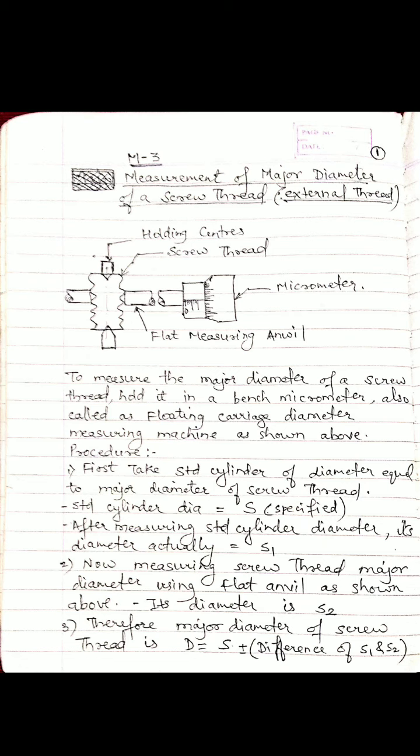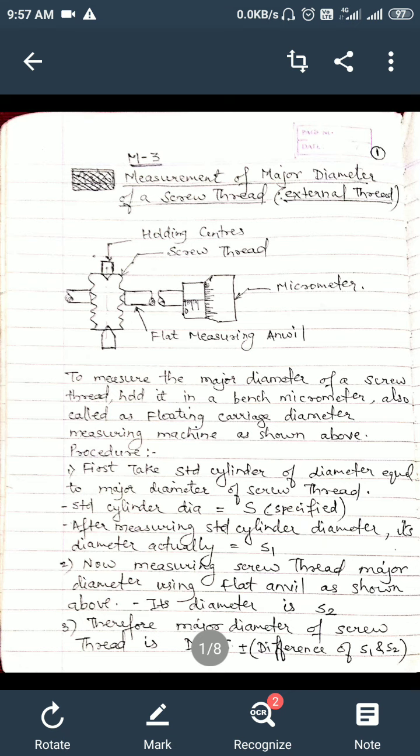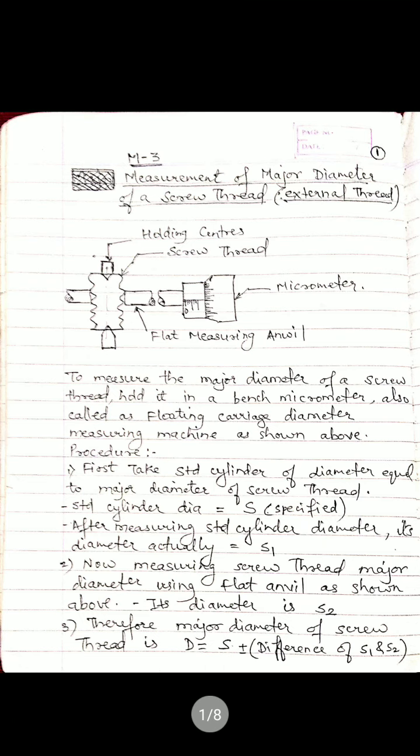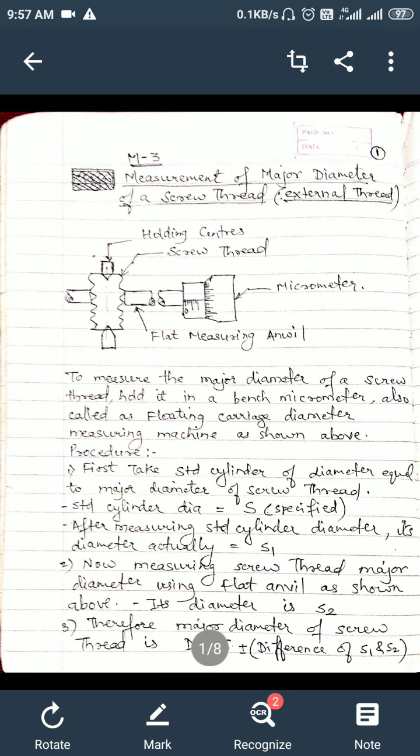The formula to measure the major diameter of screw threads: capital D, which is the major diameter, is equal to S plus or minus the difference of S1 and S2. The difference we have to take. What is S? S is the standard cylinder diameter, which I have already mentioned in point number 1. S plus or minus the difference of S1 and S2. When to do plus or minus?